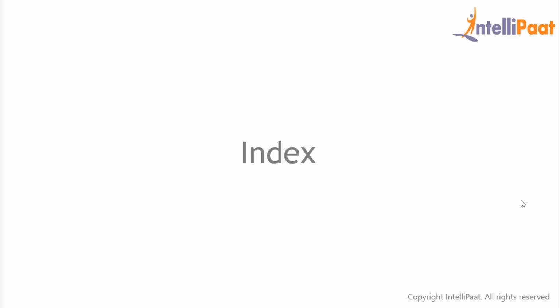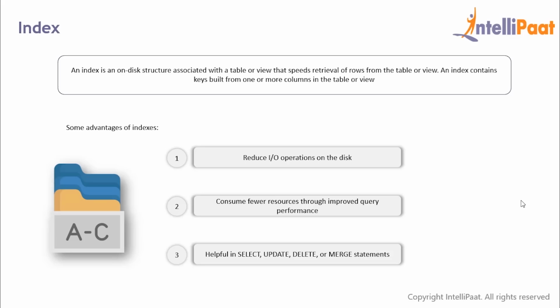So now that we know about data integrity, let's learn about indexes in SQL Server. So indexes are special lookup tables that the database search engine can use to speed up data retrieval. Simply put, an index is a pointer to data in a table. So these indexes in a database are very similar to indexes at the end of books, whose purpose is to find a topic quickly.